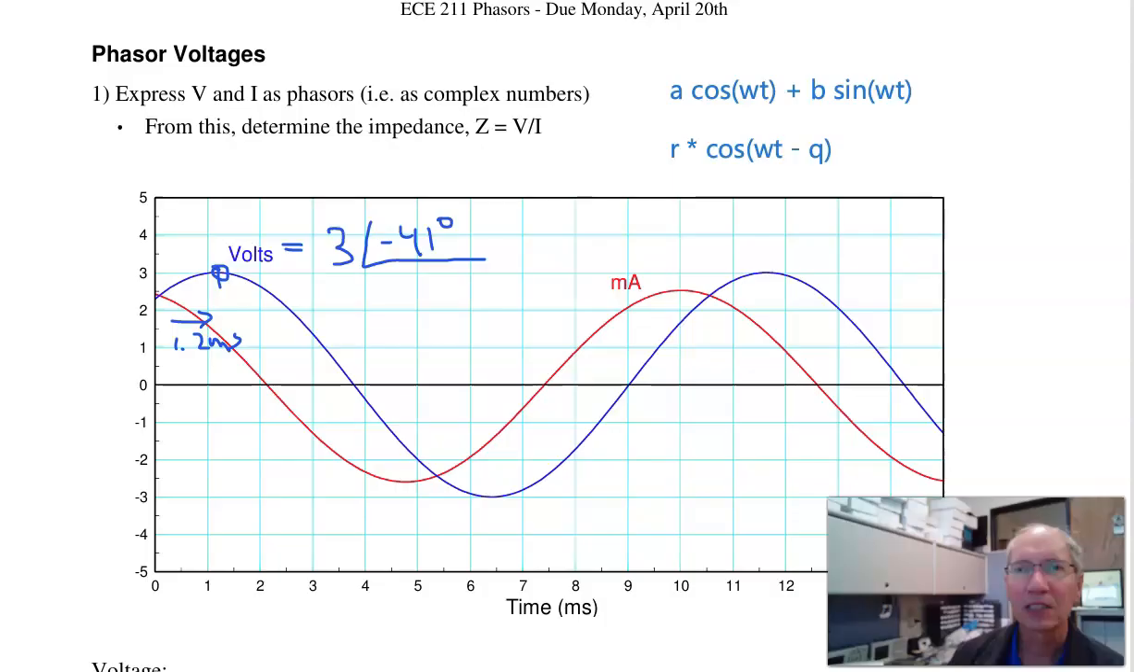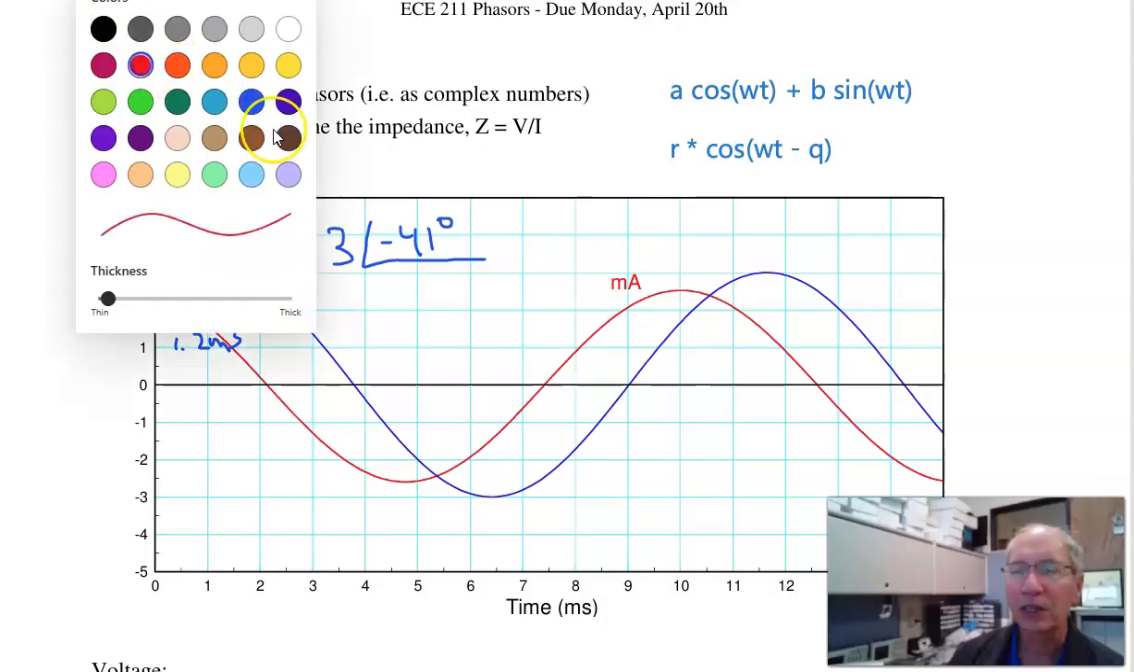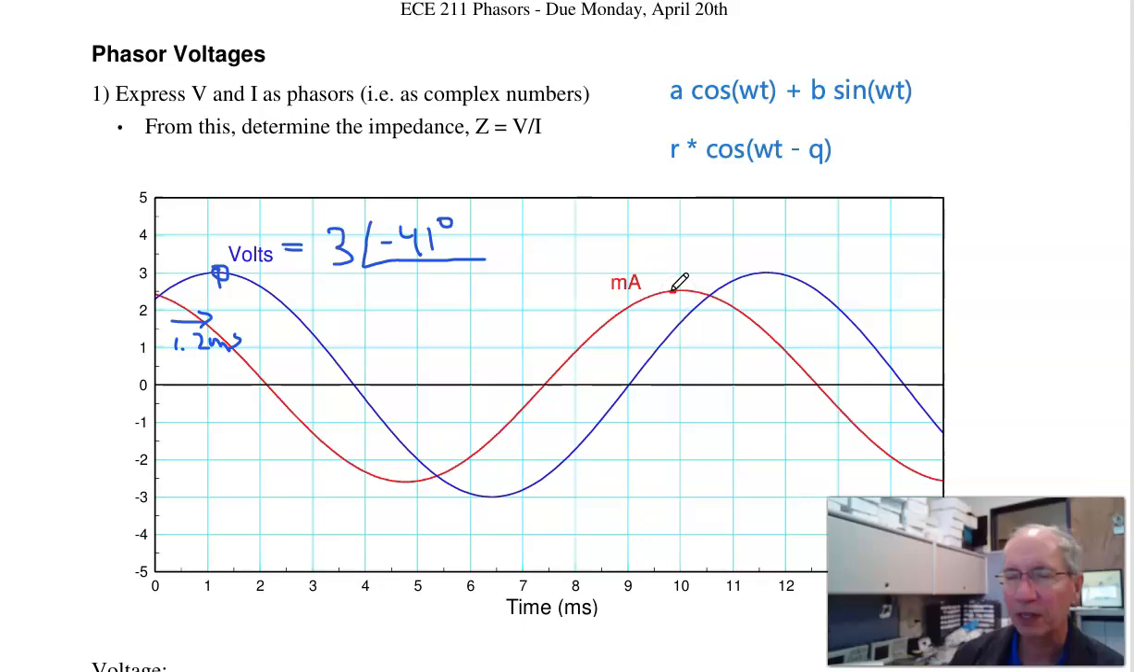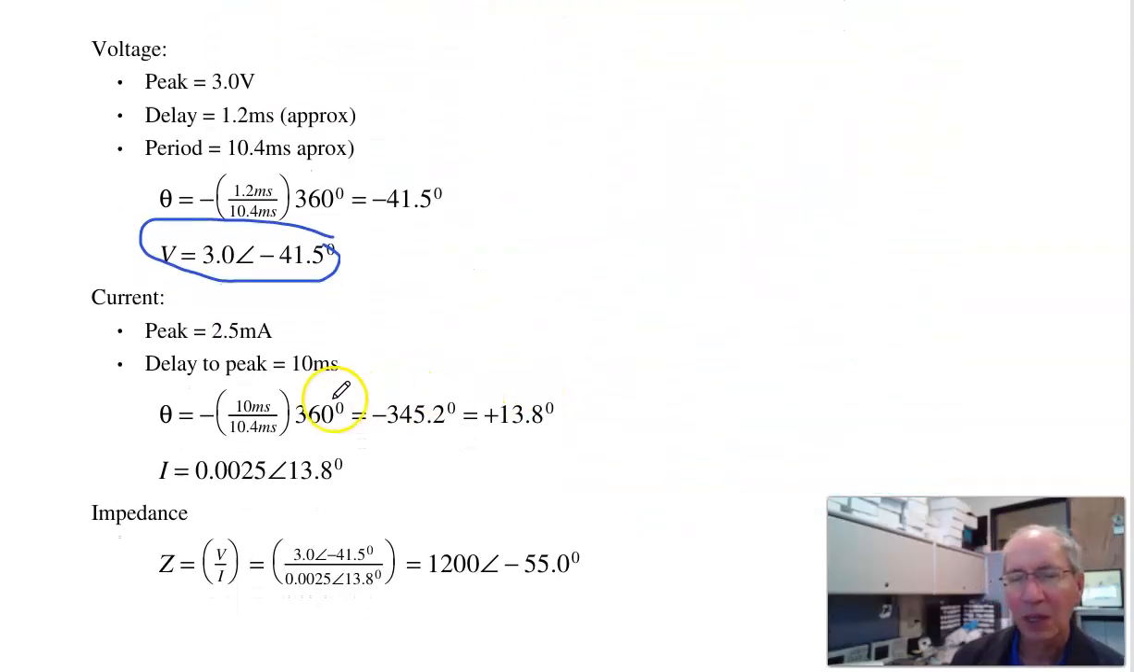For the current, same idea. The current, I've got a peak of about 2.5 milliamps. And the delay is right here. 1, 2, 3, 4, 5, 6, 7, 8, 9, 10. About 10 millisecond delay. Period is 10.4 milliseconds. That percentage of one cycle, or minus 345 degrees. I can also write that as plus 14.8 degrees. Math error there. So the current is 2.5 milliamps at plus 13.8 degrees.